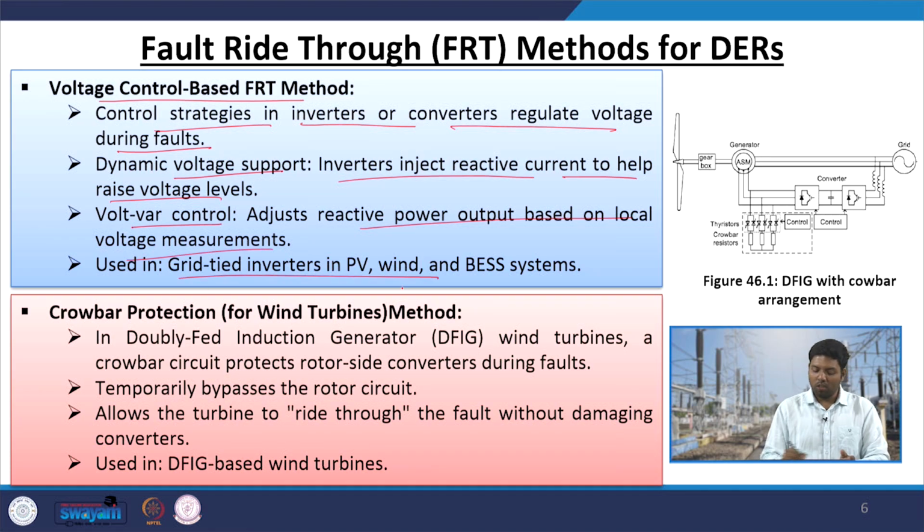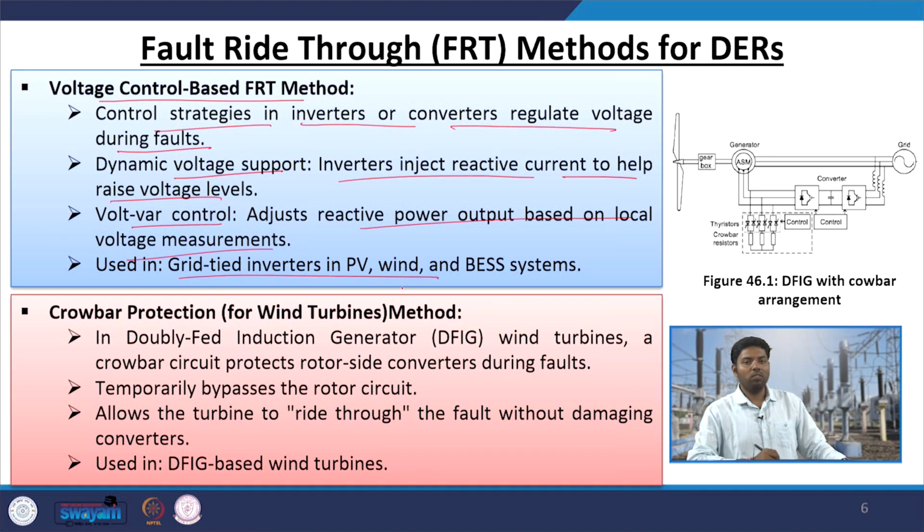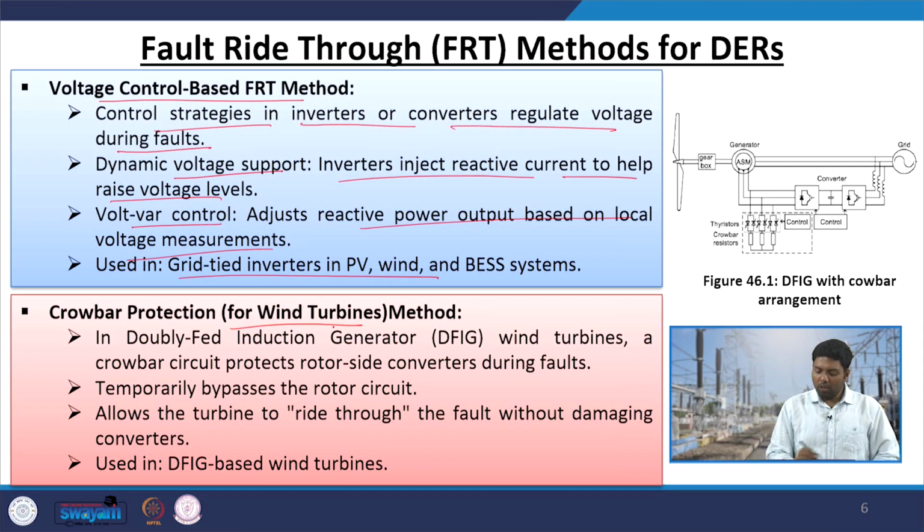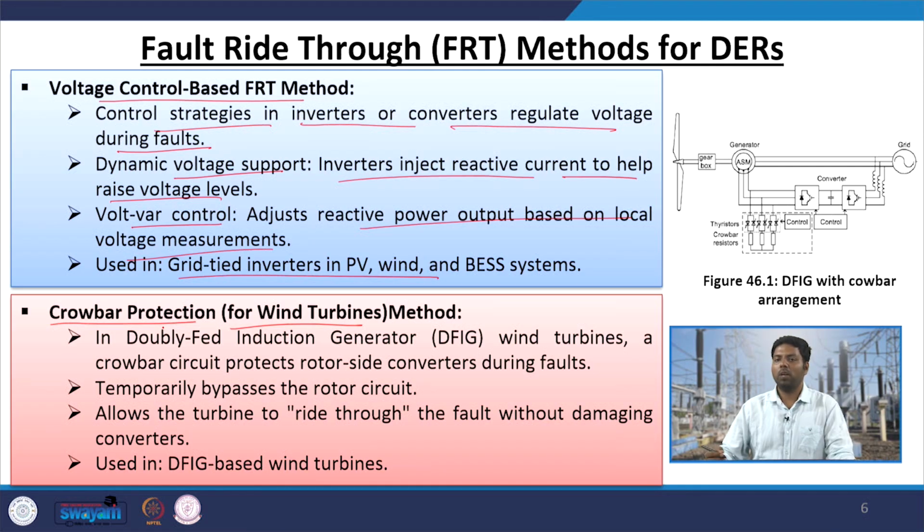That is normally used for grid tied inverters like PV inverters, wind turbines, your rotor side converter and grid side converter, which can act as reactive power support to the main grid, and also you can use battery storage inverters as well. Specifically for wind turbines, you have a special arrangement called crowbar protection. It looks like this.